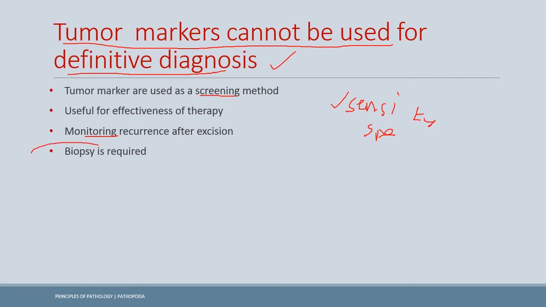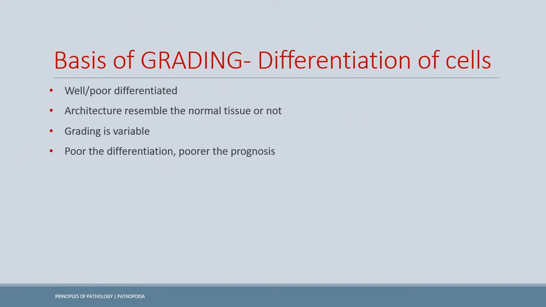Now, again, this point, I don't know how many times I have to say this, but biopsy is required. And by this time, it might be clear to you that without biopsy, there is no definitive diagnosis. Now, grading of the tumor. Grading is based on the differentiation of the cells.